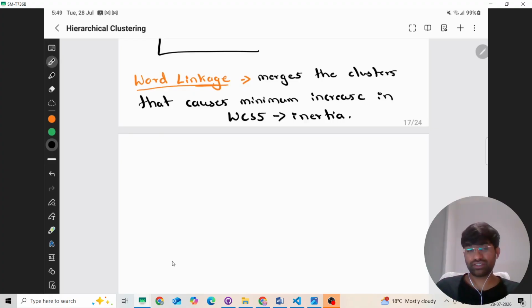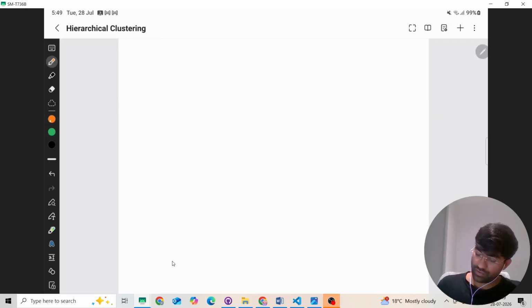So how does it merge the clusters? Using the Ward linkage. It is not word, it is W-A-R-D, Ward linkage. This point you have to remember. Next we will learn about divisive clustering.